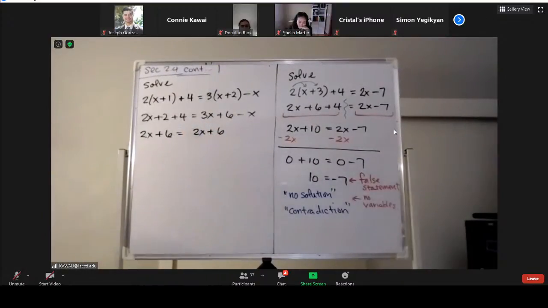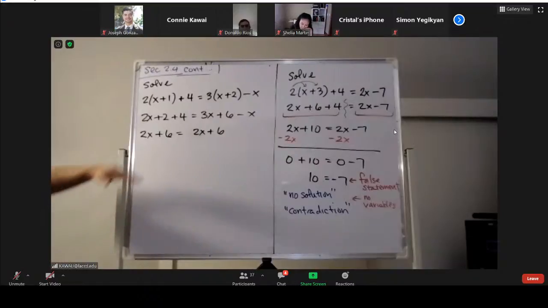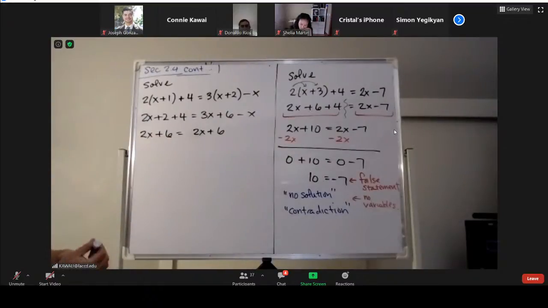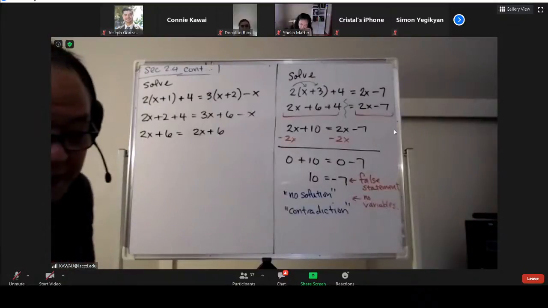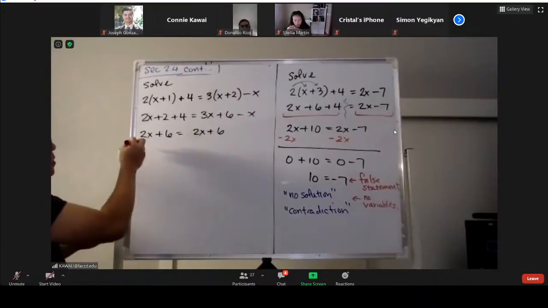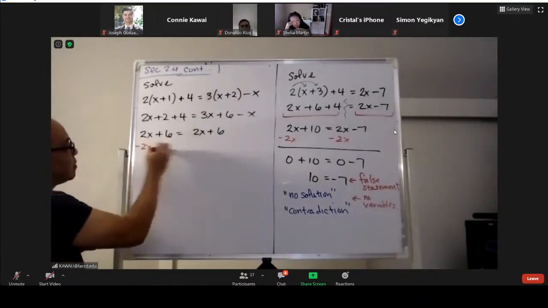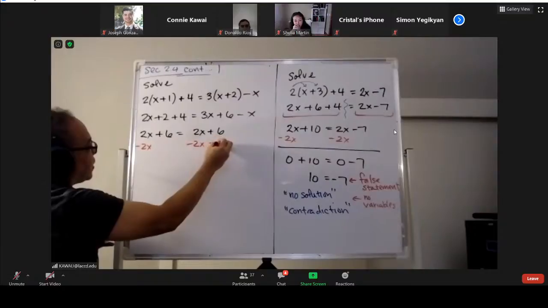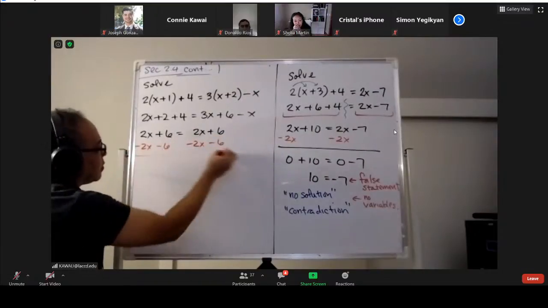Let's do that. Right. Now this looks weird. The left side is equal to the right side. If we didn't notice that, let's just say we kept on going and we subtracted 2x from both sides and subtracted 6 from both sides.